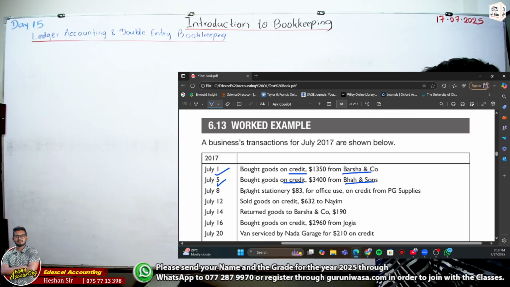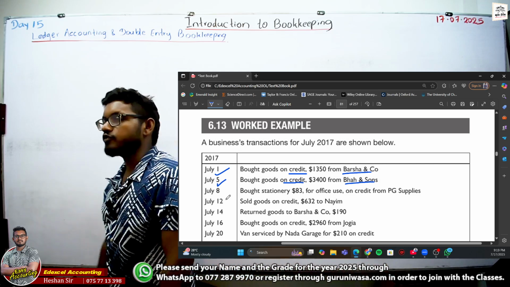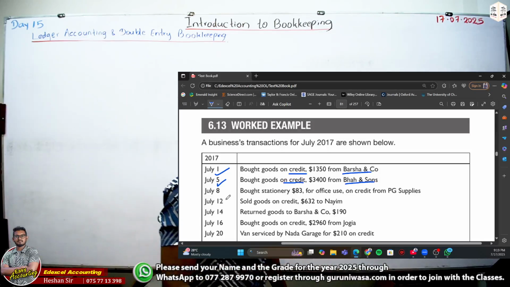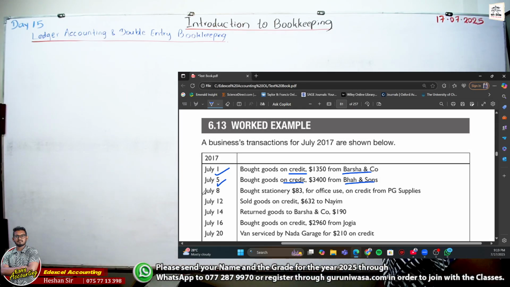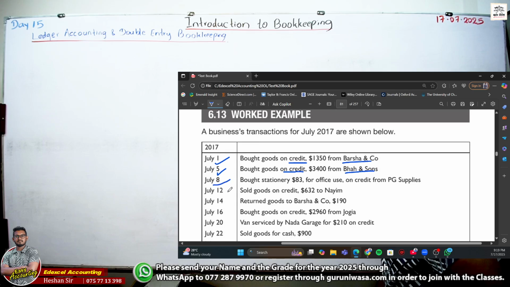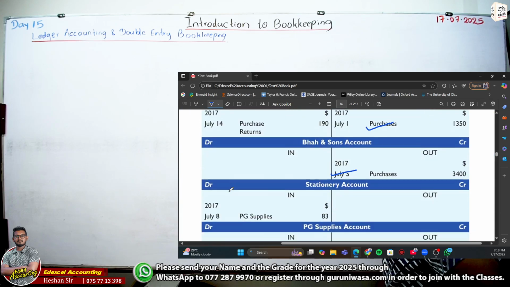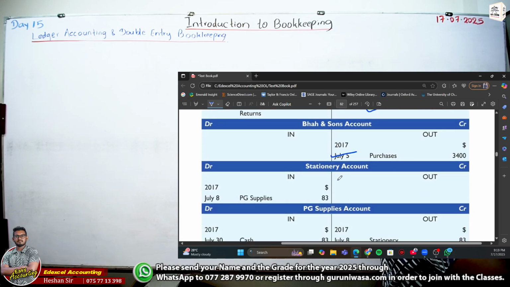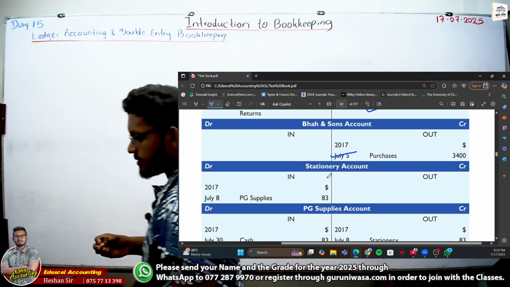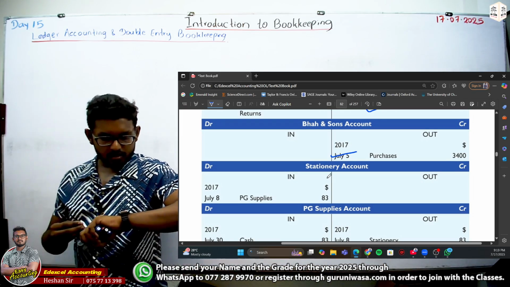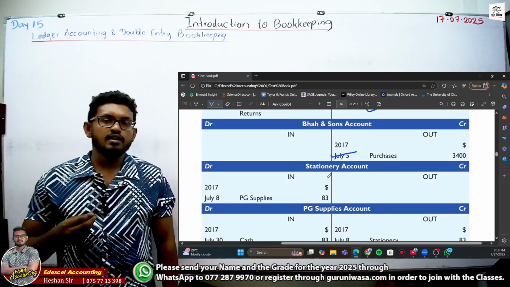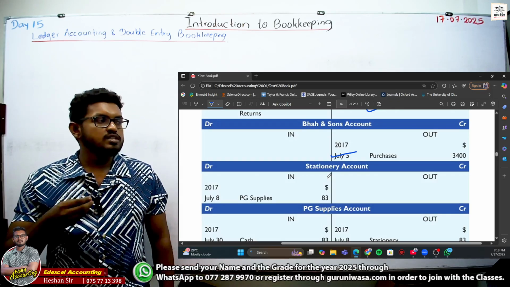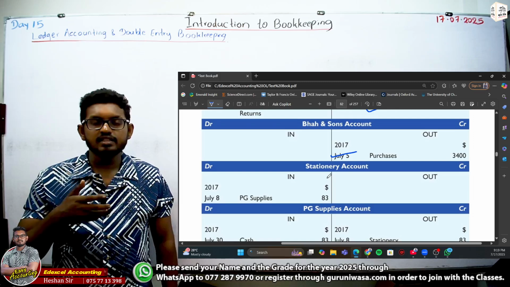Third one. Bought stationery. This is not goods. This is stationery for business usage, and stationery is not an asset. We consider stationery an expense. Why? It is for usage purposes, but when something needs to be considered as a non-current or current asset, we should be able to use it for more than 12 months or nearly 12 months, right?